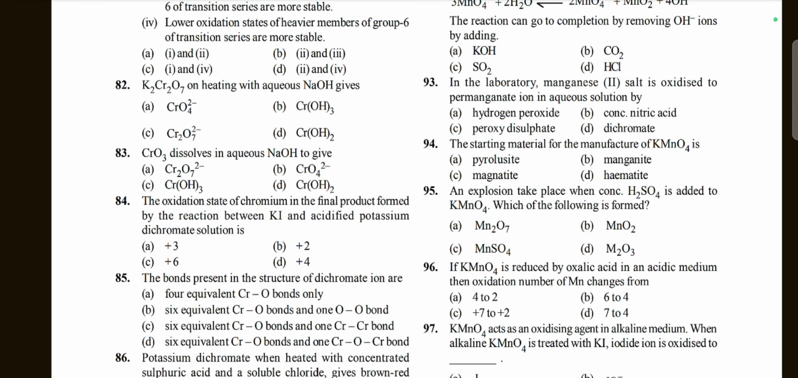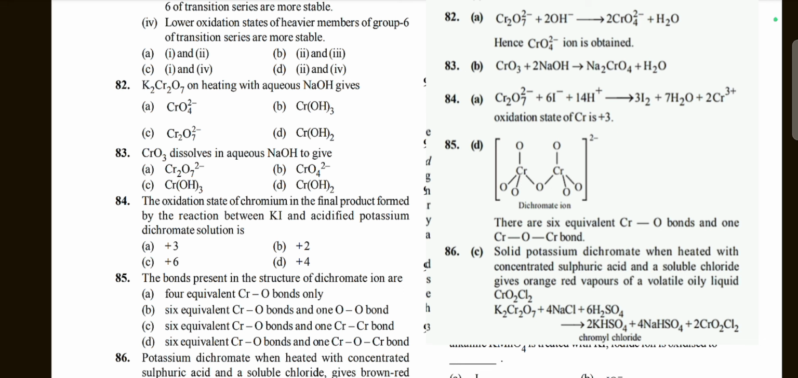K2Cr2O7 on heating with aqueous NaOH gives... So the reaction is as follows. Cr2O7 2- plus 2OH- gives 2CrO4 2- plus H2O. So CrO4 2- is obtained. Option A will be the answer.